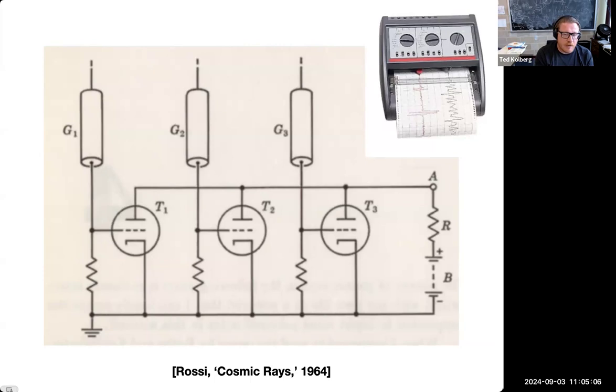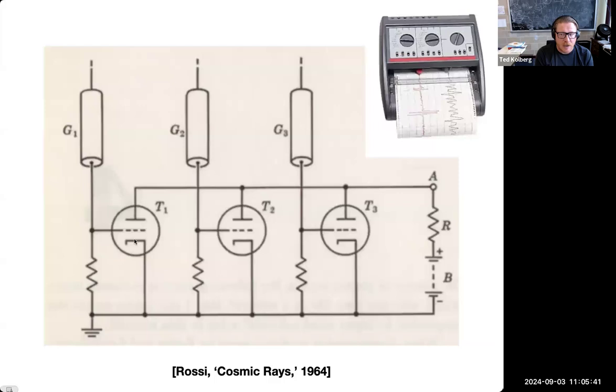But this is a picture of one of the very early coincidence circuits to be used in high energy physics. So here we have three Geiger tubes, G1 through G3. Each of them is connected to ground through a resistor, and then also through these tubes T1 through T3. So these are vacuum triodes. That basically means that there is a central grid inside of the vacuum tube, which is represented by this dotted line. And then there's a positively charged end and a negatively charged end.